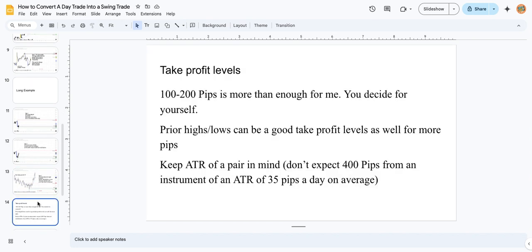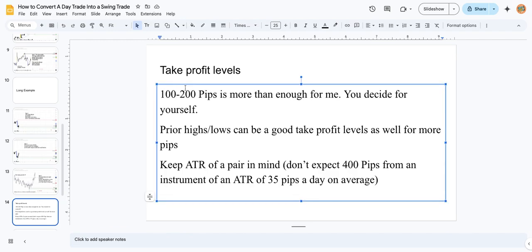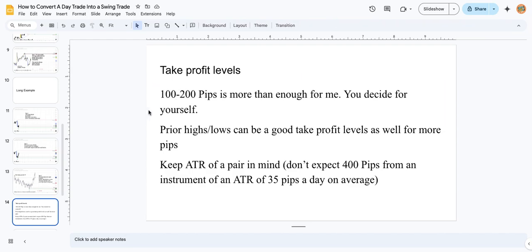All right. So again, your take profit levels using this method, I'd say it's good to expect about 100 to 200 pips. That's more than enough for me, right? But you have to decide for yourself. And prior highs and lows can be good take profit levels for more pips. But again, that's going to take a while. So you've got to wait for that.